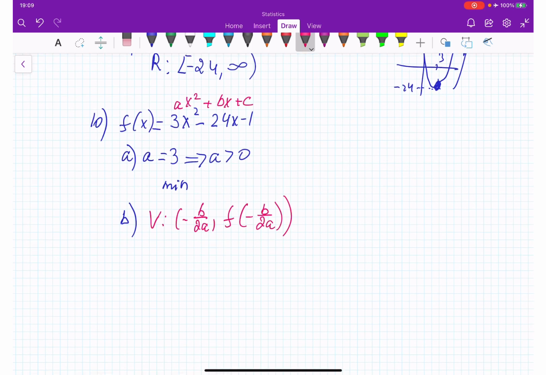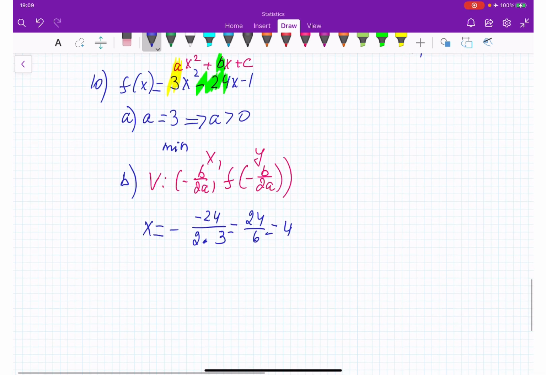All right, the first one is x because it's the coordinate of the vertex, right? The second one is y. So x is equal to negative. My b is how much? B is negative 24, right? Here is my b. And a is 3. Okay, it's going to be negative 24 over 2 times a, which is 3. And negative is positive. 24 over 6 is equal to 4.